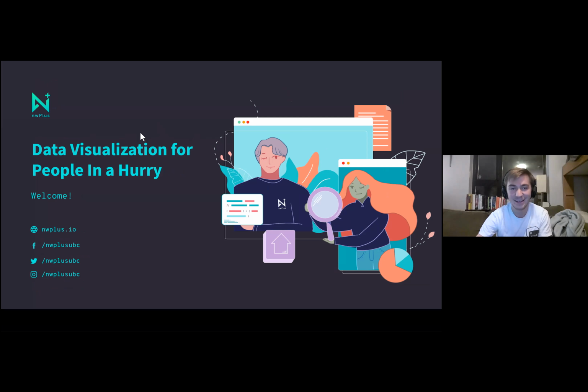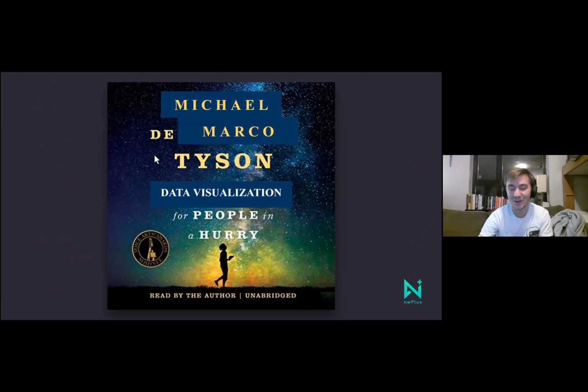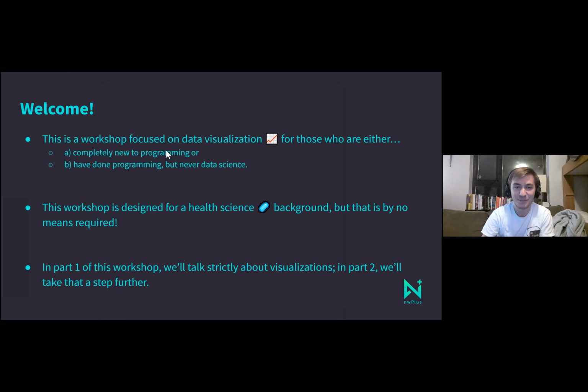So the title comes from the Neil deGrasse Tyson book. If you haven't heard of it, it's not related at all, but I thought it was funny because my last name is DeMarco, his is deGrasse Tyson, so it worked out pretty well. We won't be doing any astrophysics, so if that's what you came for, unfortunately, that is not the content of this workshop. This is focused on data visualization.